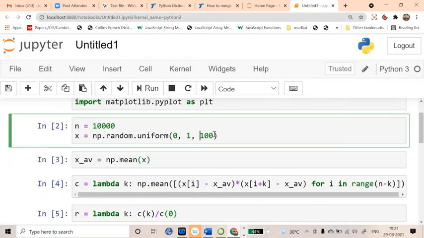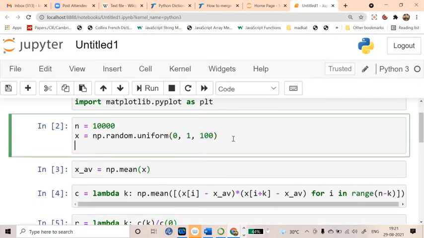So I take 100 random numbers, and now I check x equal to np dot tile x, 100 times. Let me call it y, just not to confuse. So now the random numbers are such that after every 100 numbers they will be repeated. The first 100 numbers are random, and those random numbers will repeat. So there is a periodicity. Let me check whether my autocorrelation function can catch this pattern.